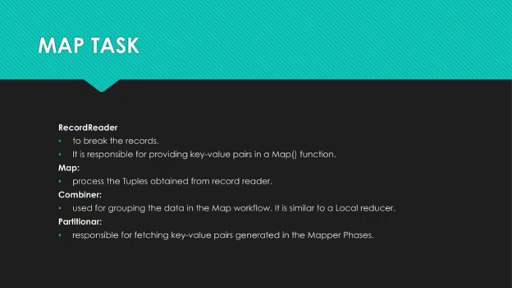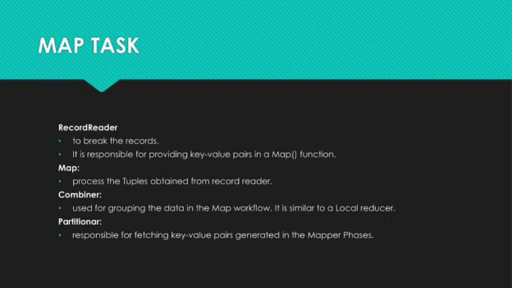Combiner. Combiner is used for grouping the data in the map workflow. It is similar to a local reducer. The intermediate key value pairs that are generated in the map are combined with the help of this combiner. Using a combiner is not necessary as it is optional.